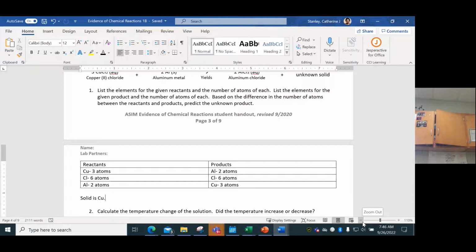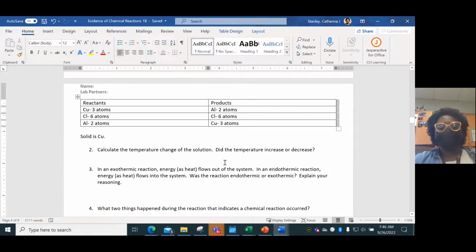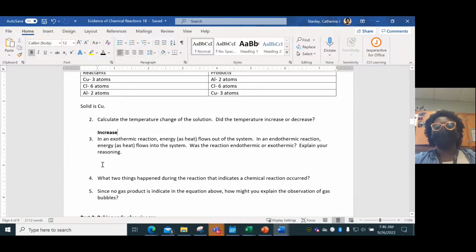All right, next up. Calculate the temperature change. Tell me, did the temperature increase or decrease? Increase. Do you get the gist of how these questions work now? Kinda. Let's finish up this one. Temperature increase, is it exothermic or endothermic? Why?